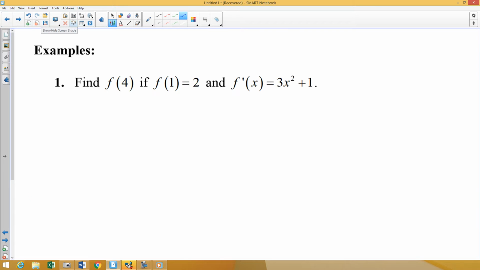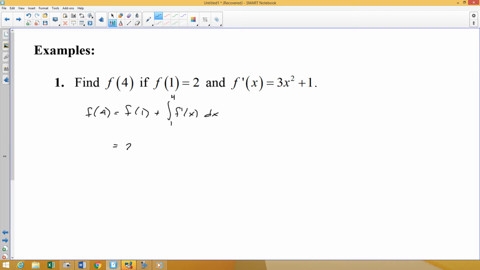I'm going to give you a simple one first. I'm asking you to find f of 4. You're given f of 1, which is 2, and you're given the rate of change. Now you could find the antiderivative plus a c and use this condition to solve for the constant, and then plug 4 in to get the value of f of 4. However, since I have the rate of change and the initial condition, I'm simply going to say f of 4 is going to be my initial amount plus the change from 1 to 4 under the derivative of f.